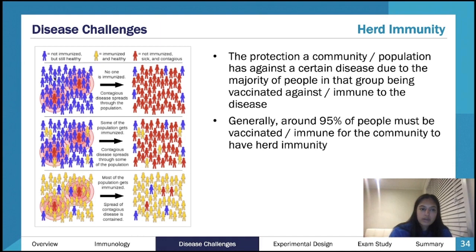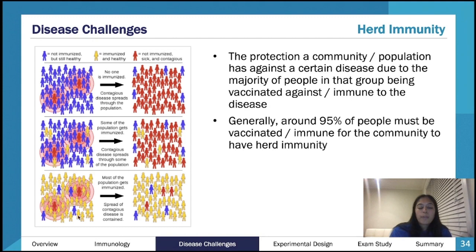Initially, nobody's immunized. These people in red are sick. Everybody around them is susceptible. They get sick, and everyone gets sick. So we've got a couple of members of the population who are immunized. Again, these people are sick. The people who are immunized are not going to be sick, right? Because they're immune to the disease. But we've still got quite a lot of people getting sick just based on proximity and contact.